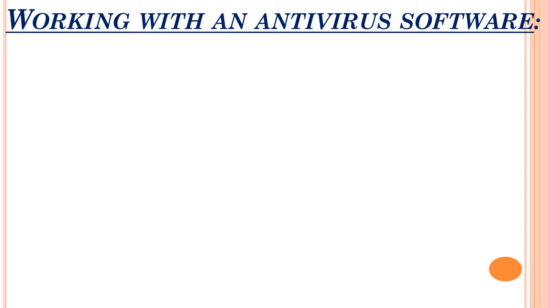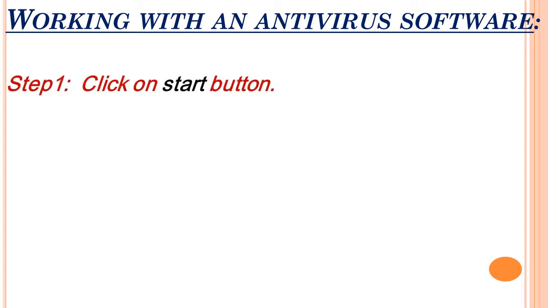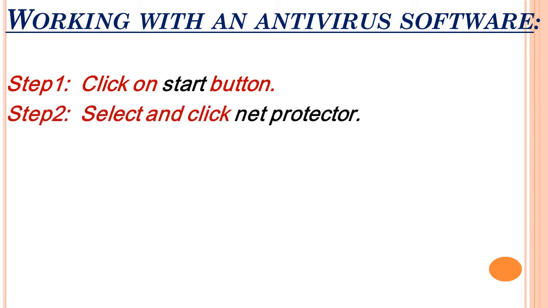After that, how to work in that software? Step 1, click on start button. Where the start button will be present in the extreme right side of a window. You will get the start button. Step 2, select and click Net Protector. Here I am going to explain about Net Protector antivirus software. If in your system you downloaded any other software, means follow the same steps. Instead of selecting Net Protector, you can use other softwares here.